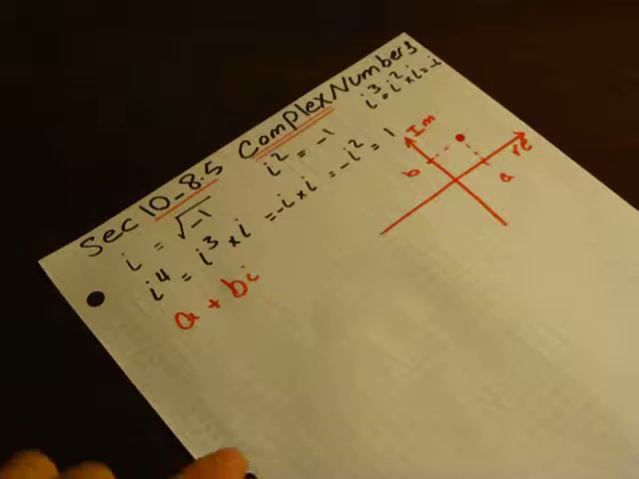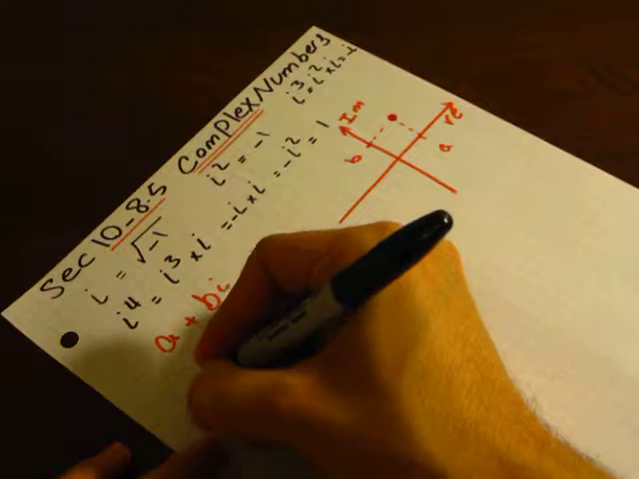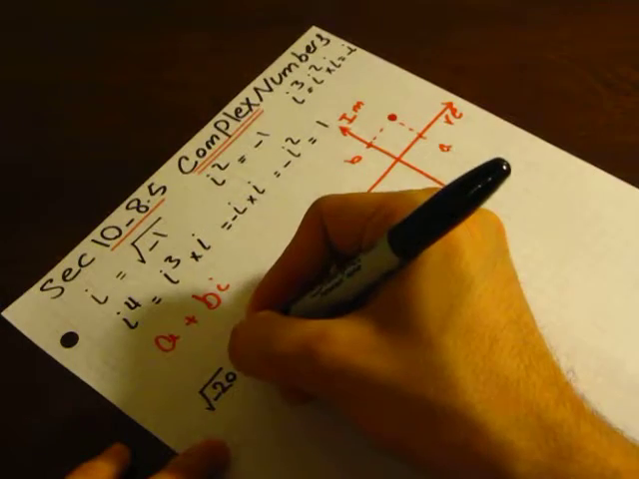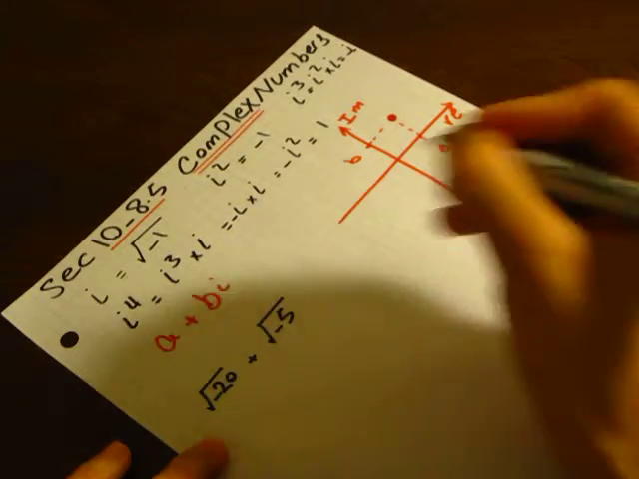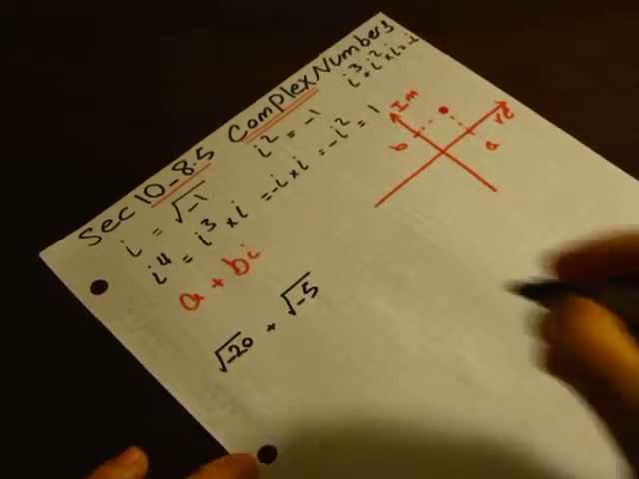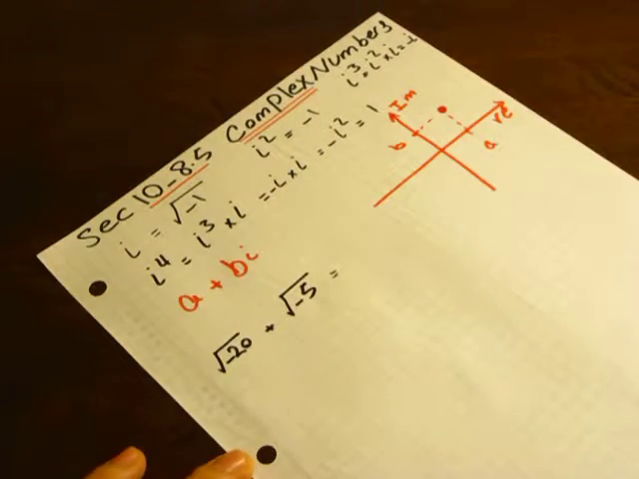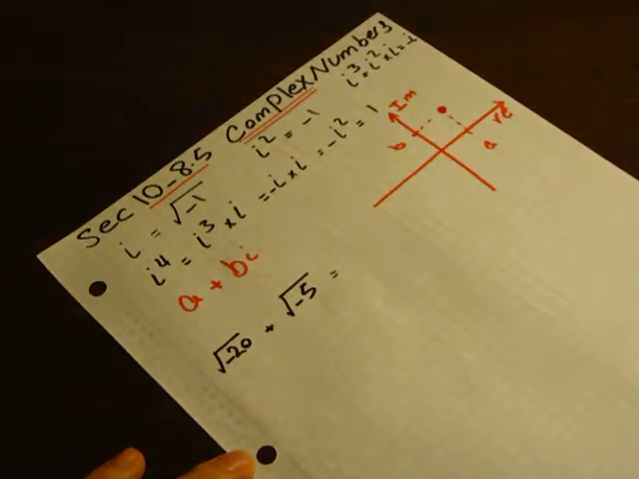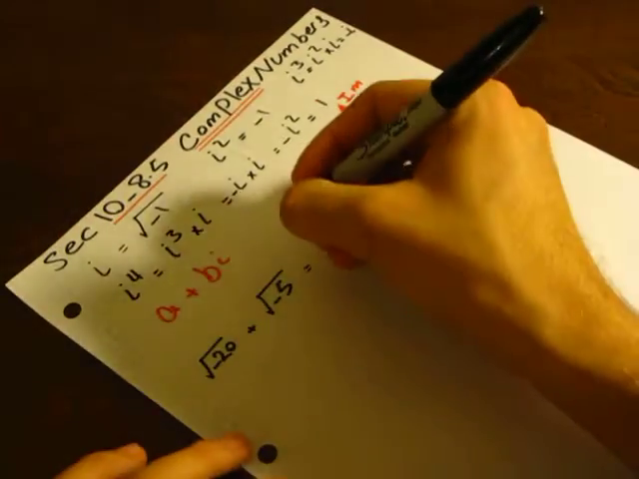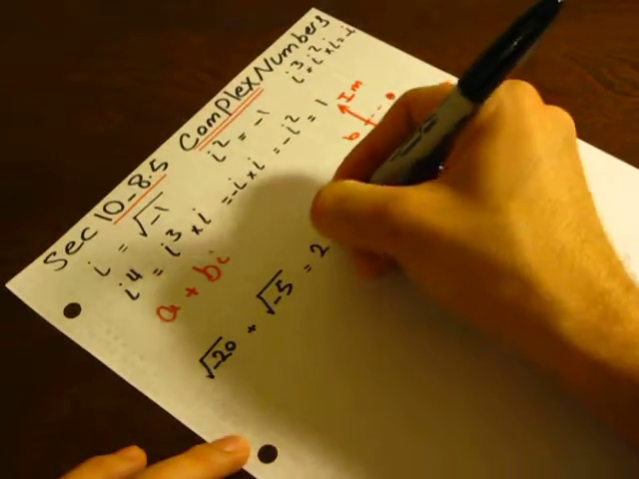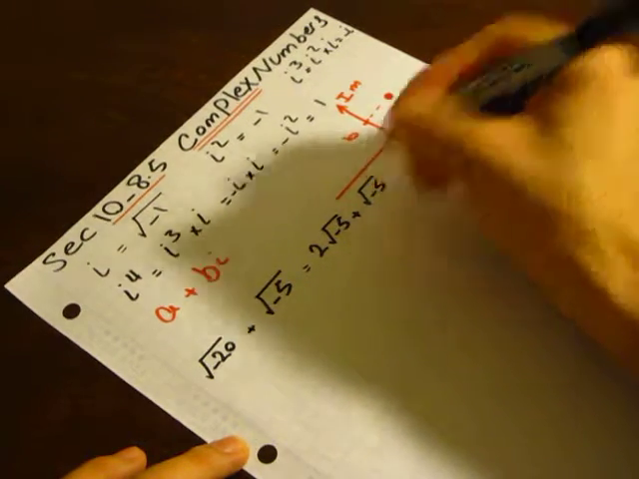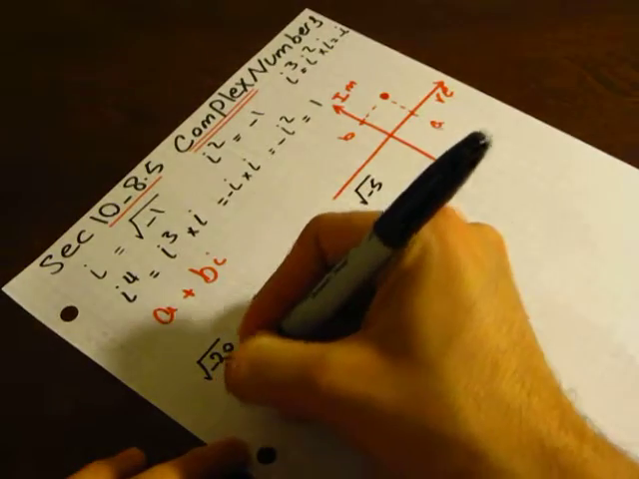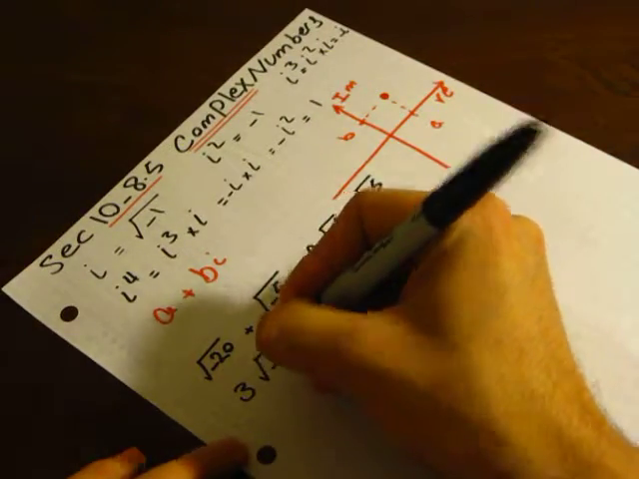So now let's take a look at a couple examples. Example number 1. We have -root 20 plus root -5. I wanted to see what the result is. As you see, 20 is 4 times 5, and the 4 comes out, and I'm going to be left with -2 root 5 plus root -5. So it equals 3 root -5.